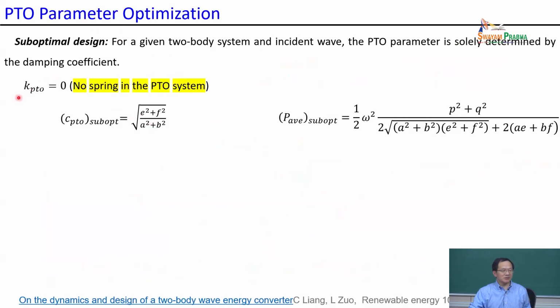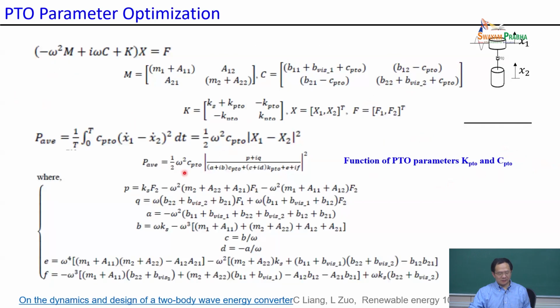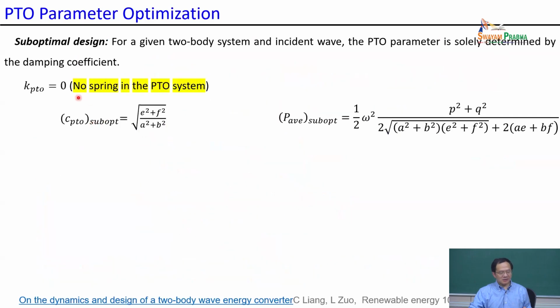Suboptimal, you assume the stiffness is 0, right? And from this equation you can get the damping here, the power equation here, and when this PTO stiffness is 0, you just write dP/dC PTO equals 0, right? And this is how you solve for this suboptimal PTO damping. Okay, and plugging this PTO damping into the expression here, you can get the power. This is the suboptimal power.